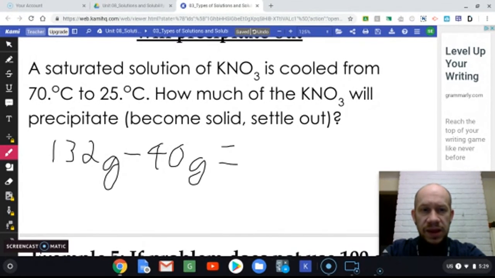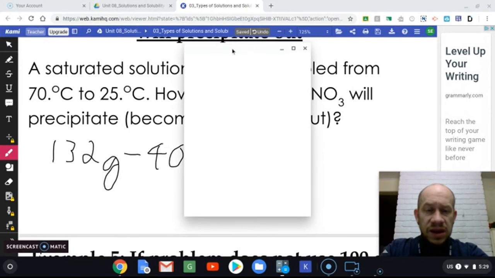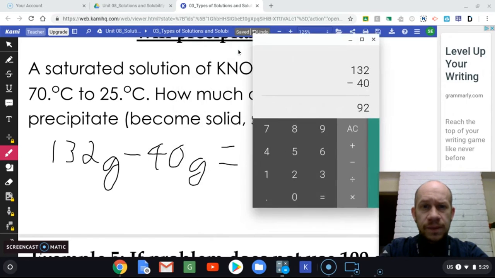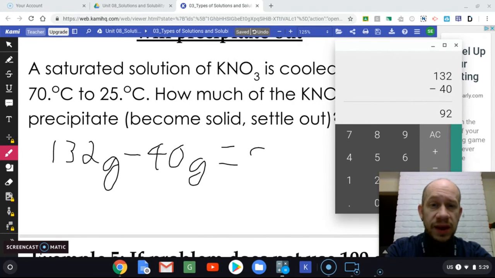Let's pull up my calculator because I can't do basic math in my head, and you don't have to either because you have a calculator you can use. 132 minus 40 grams is going to equal 92. So I will have 92 grams settle out.